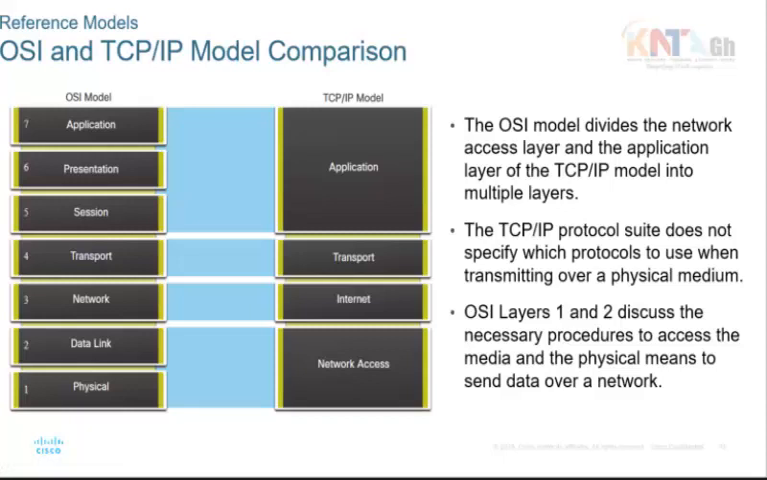Now the TCP/IP protocol suite does not specify which protocols to use when transmitting over a physical medium. And then the OSI layers 1 and 2, which are the physical and data link layers, discuss the necessary procedures to access the media and the physical means to send data over a network.